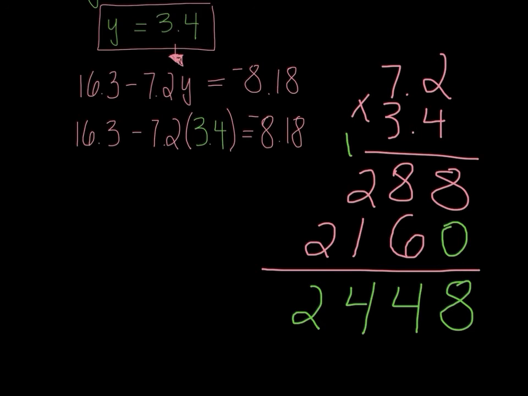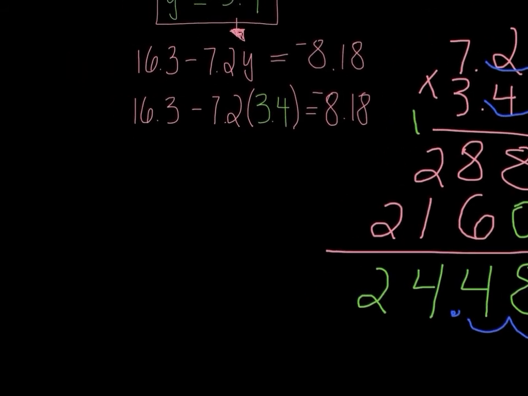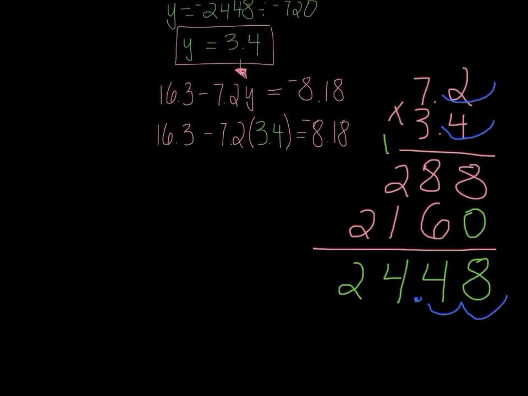Now, when it's time to place my decimal point, I'm going to count how many times I had to skip over from the right to get to my decimal points. And in total, it was 2 hops. So I'm going to hop over 2 times and get an answer of 24 and 48 hundredths for 7.2 times 3.4, this problem right here. So I'm going to go back in and plug that value into my equation right over here.